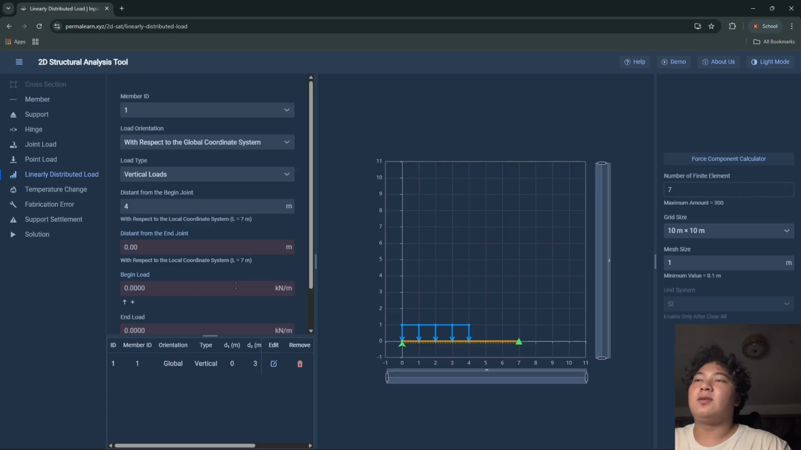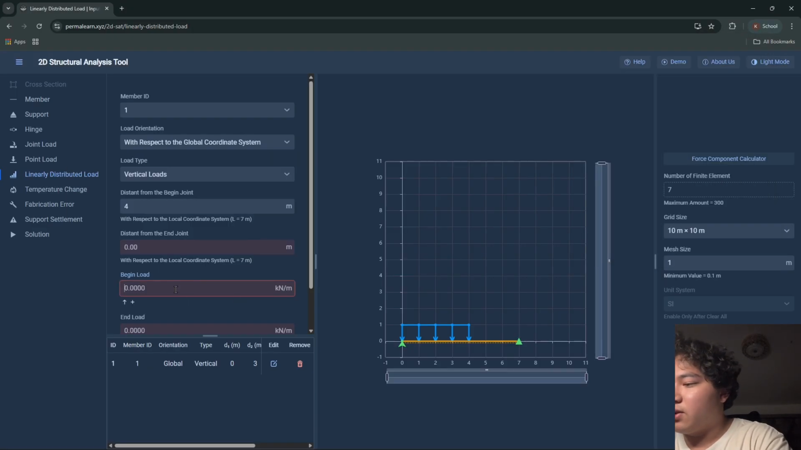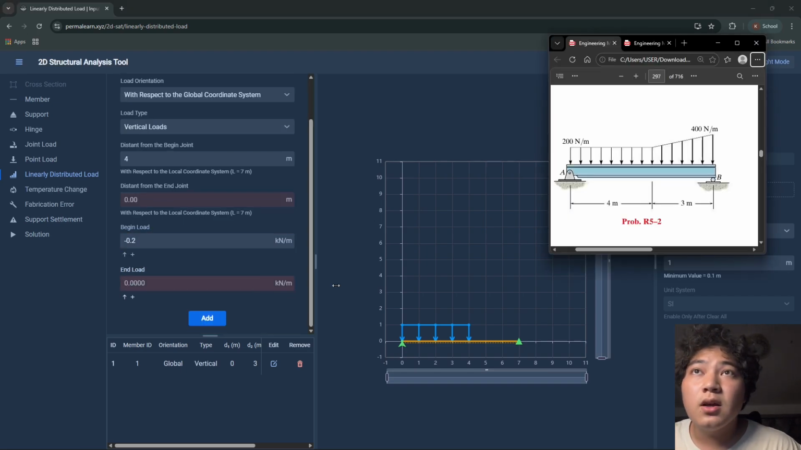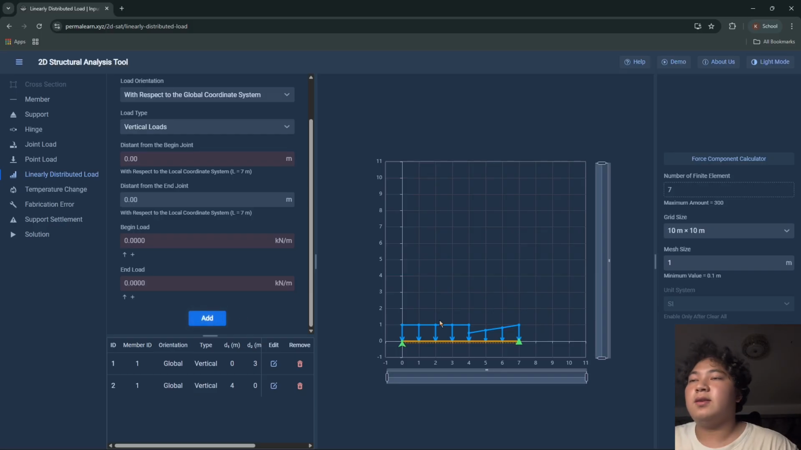And now the begin load. Since we're starting here, our begin load should be 200 Newton per meter, so that should be negative 0.2 again. And now for our end load, you have 400 Newton per meter. So that's negative 0.4. Don't forget to put negative. And now you have it. This is our final load.